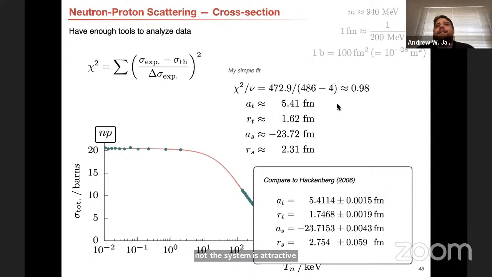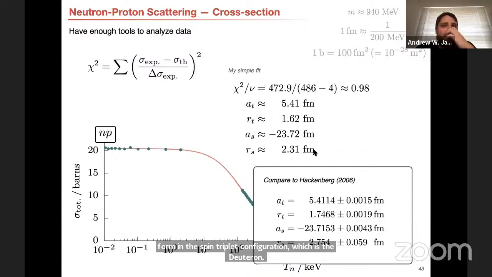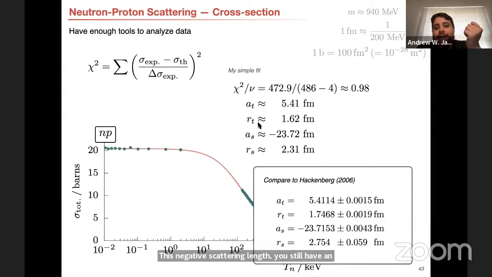So the signs of the scattering lengths reflect whether or not the system is attractive or repulsive, but that's not strictly true. What you end up finding is that for a very large positive scattering length, you are essentially forming a bound state. And that is what is happening in this triplet state here: we will find that there's a bound state formed in the spin triplet configuration, which is the deuteron. With this negative scattering length, you still have an interaction, but it's not as strong, and it's not strong enough to form a bound state.